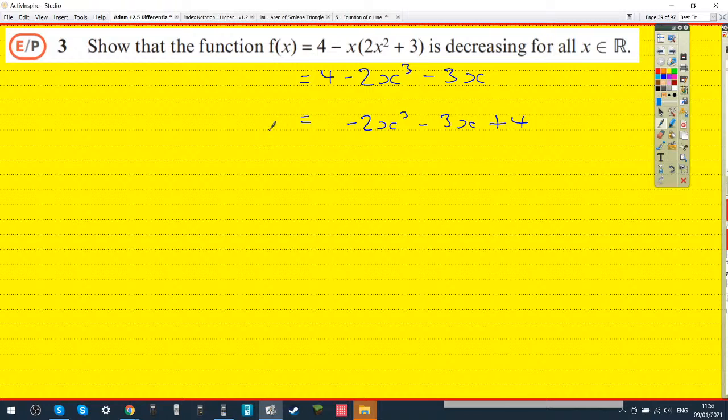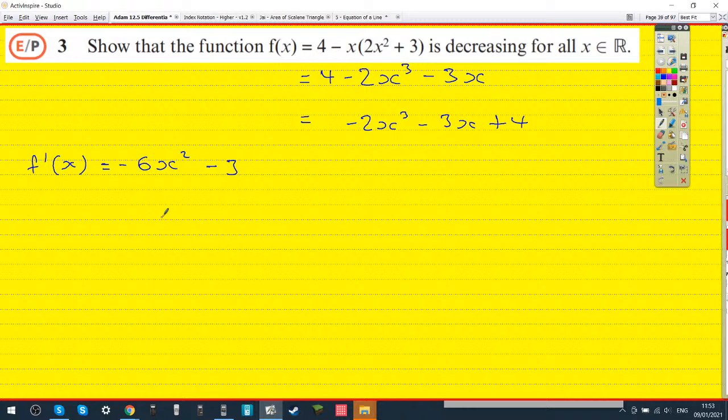So that becomes minus 6x to the power of 2 minus 3 plus 0. Well, you don't need the plus 0. And we know this is negative, decreasing, because all values are negative. Therefore, the function f of x is 4 minus x, 2x squared plus 3. You have to show it.